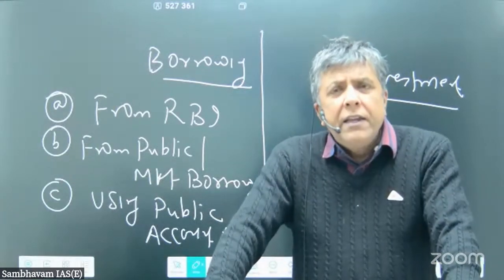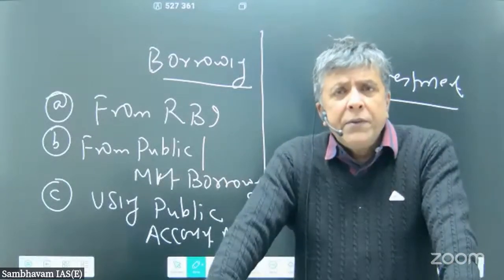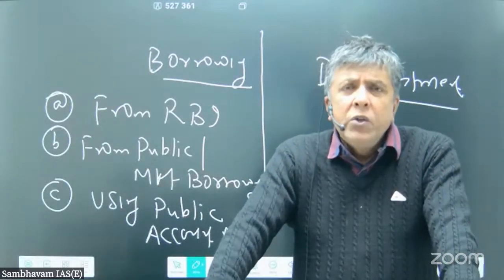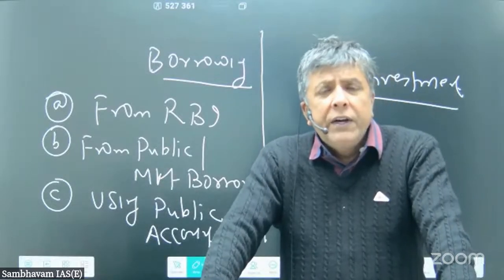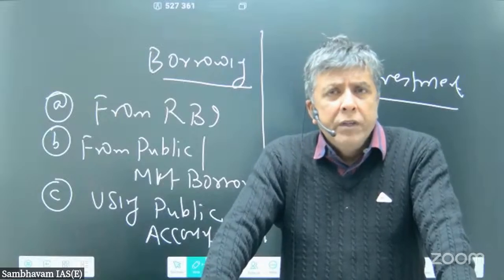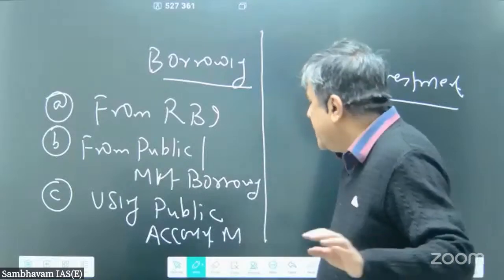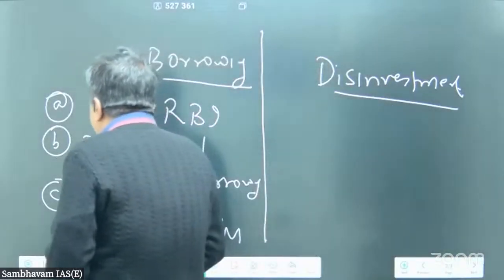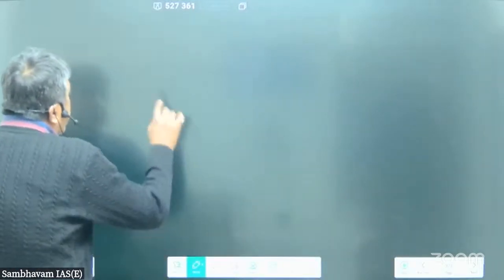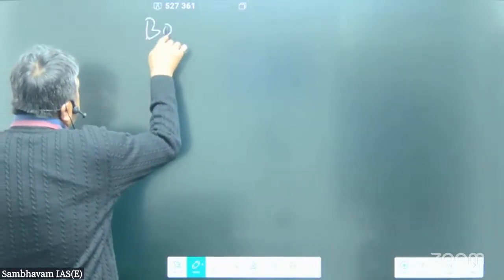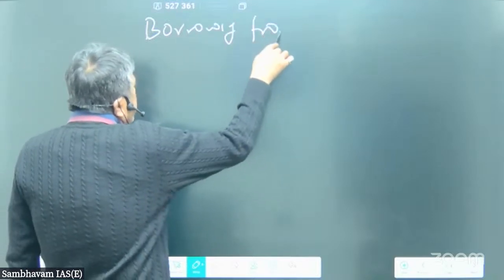And the main thing is our connectivity. We have to interlink the things. We have to connect the things. So firstly, I'm going for borrowing. And under borrowing, it's borrowing from RBI. Remember, it's a budget of central government. So I will start with the first one. First one is borrowing from RBI.